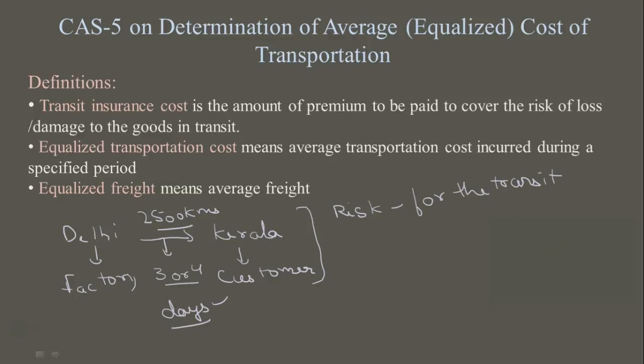Okay guys, more simple. And the second last is equalized transportation cost. It means the average transportation cost incurred during a specified period. Suppose we had put a period from 1st April to 30th June.